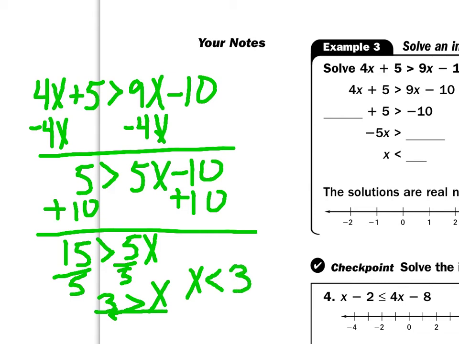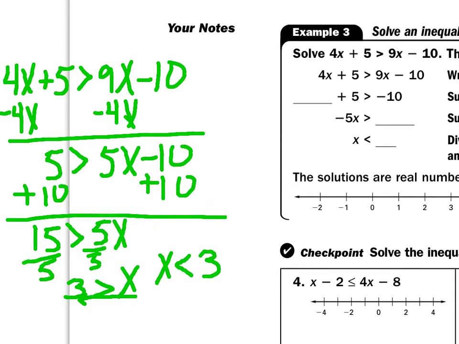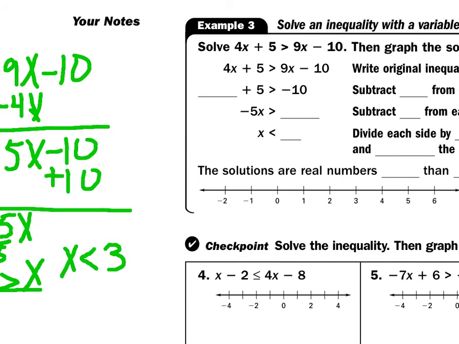Okay, to graph it, I need to graph x is less than 3. So it is an open circle, and less than is toward this side. Okay, checkpoint. Go ahead and do those 2 checkpoints, and then start the video again.